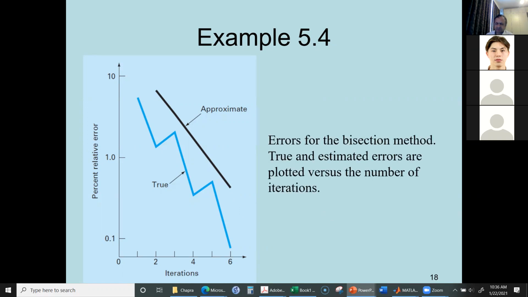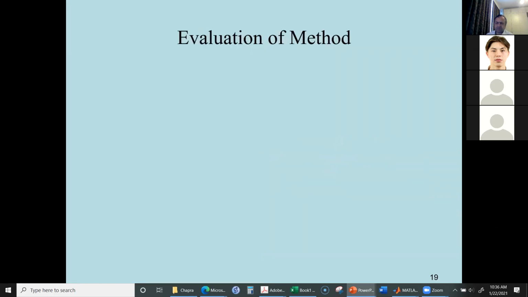So, errors of the bisection method. True and estimated errors are plotted versus the number of iterations. Okay, so for the evaluation of this method, that is the bisection method, its benefits are that this is an easy method. We can always find the root.